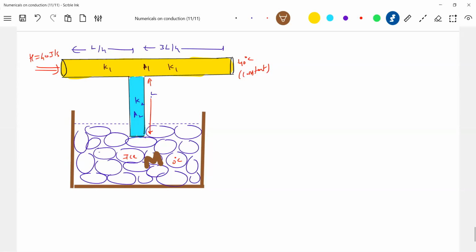What is the temperature of the ice? 0 degrees Celsius. From the left-hand side, 40 joules per second of heat will be supplied. This is like a source which will supply heat at a constant rate. So I'll add that to the question.